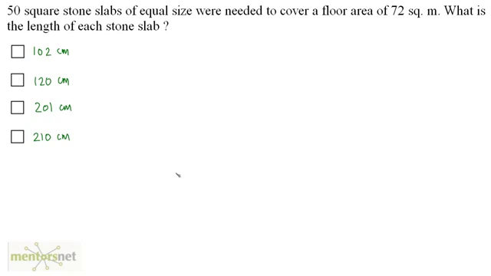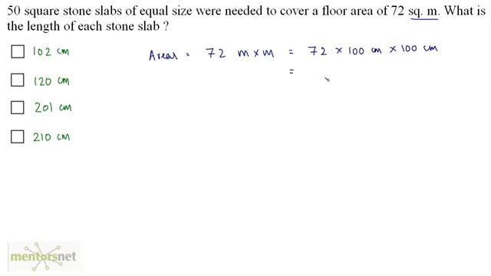50 square stone slabs of equal size were needed to cover a floor area of 72 square meters. What is the length of each stone slab? Now you have been given the area in square meters and the answers are in centimeters. So why don't we convert this area into square centimeter? So area is equal to 72 meter square, and that can be written as 72 meters times meters. So this is equal to 72 into 1 meter is 100 centimeter. So 100 centimeter times 100 centimeter.